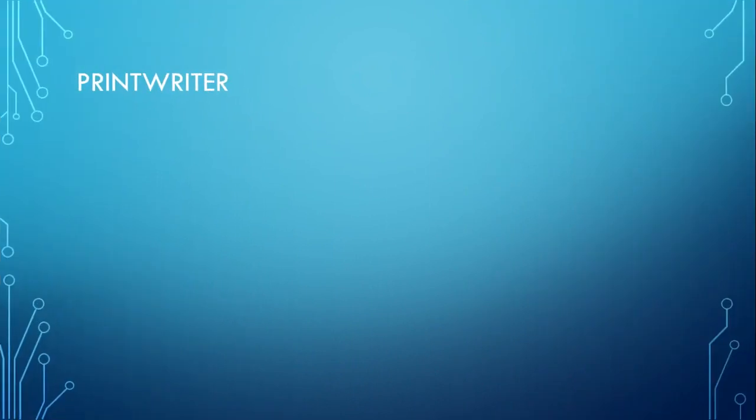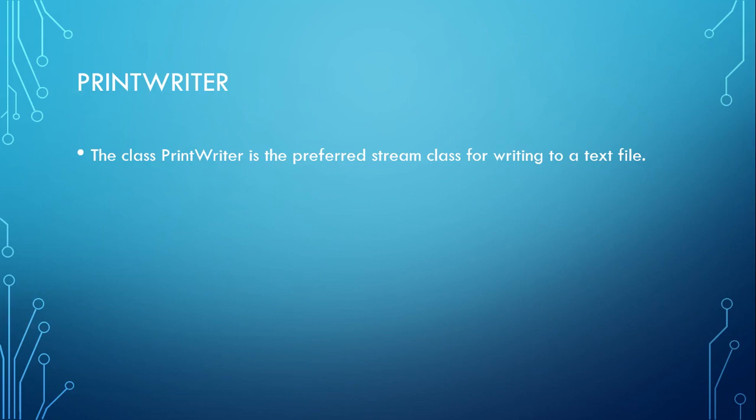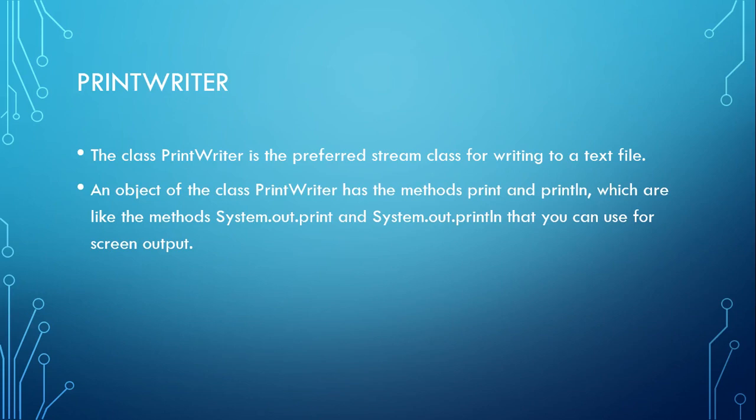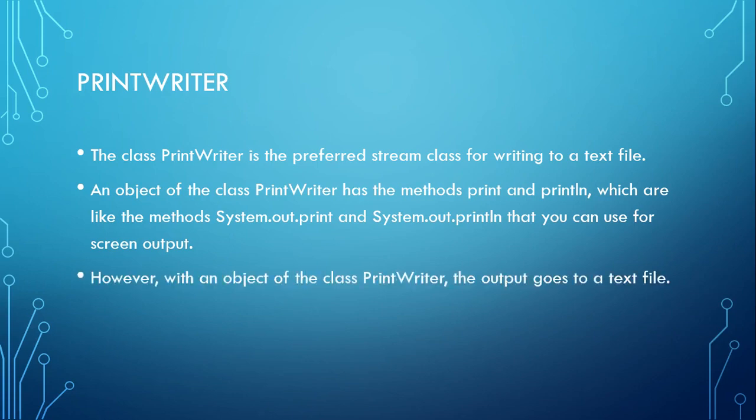So the first thing we need to discuss is this thing called PrintWriter. The class PrintWriter is the preferred stream class for writing to a text file. Now, an object of the class PrintWriter has the methods print and println, which are just like the methods System.out.print and System.out.println that you can use for screen output. I'm not going to throw those method definitions up here because they're pretty self-explanatory.